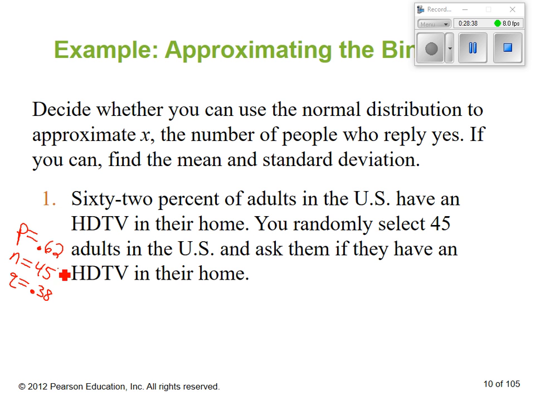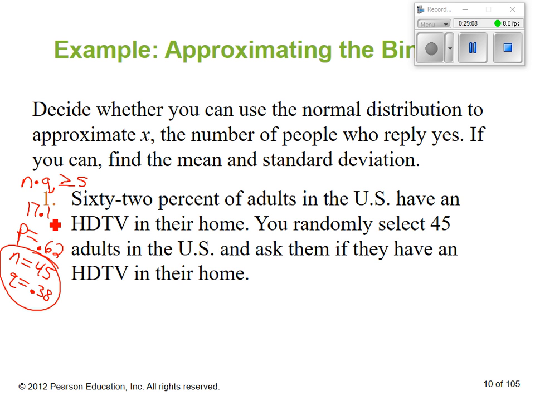So what's our P this time? 0.62. What's our N? 45. Now, if P is 0.62, what's Q? 0.38. Which one of those is smaller, P or Q? Q. So all we do to check is make sure that N times Q is greater than or equal to 5. So what's 45 times 0.38? 17.1. Is that greater than or equal to 5? Yes. So do we really have to do the P part? No, because P times 45 is going to most definitely be larger than that, so this will work.